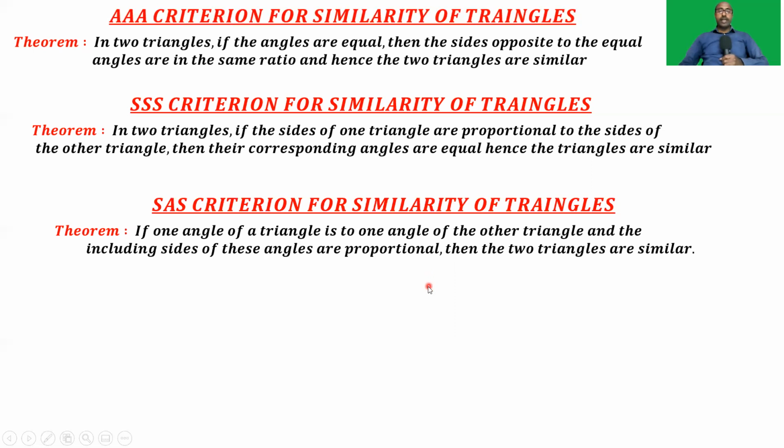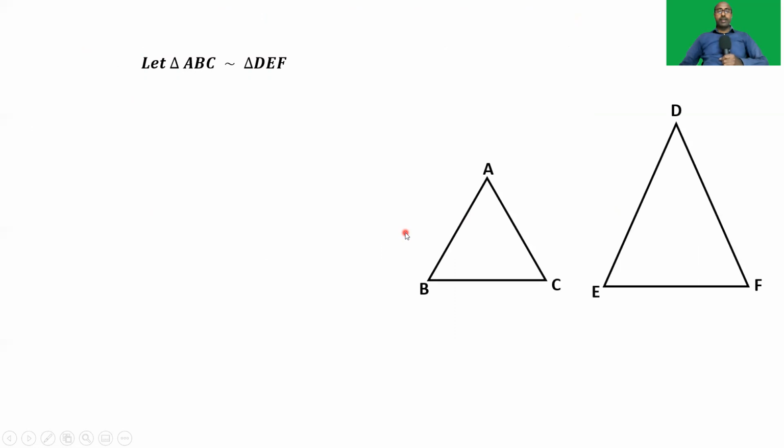And now let us derive the relation between the ratio of perimeters and the ratio of the corresponding sides of a triangle. Like triangle ABC is similar to triangle DEF. Then we have AB by DE is equal to BC by EF is equal to AC by DF. That is, the corresponding sides are in proportion.